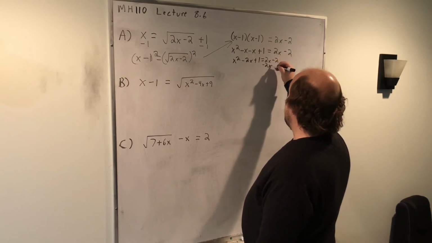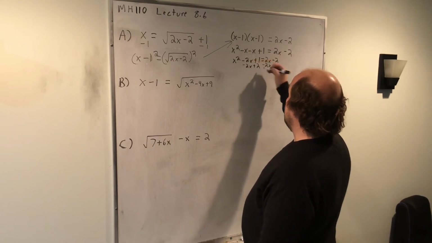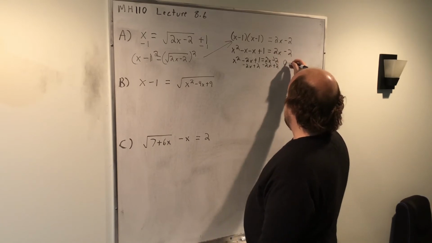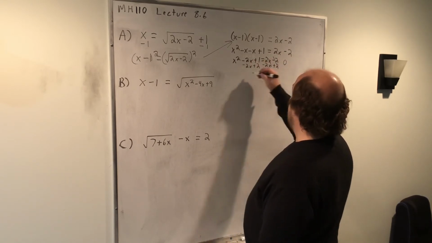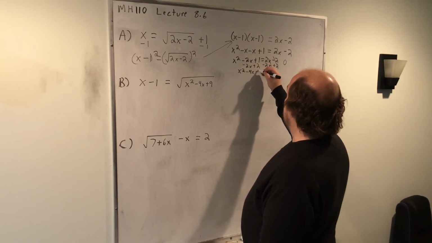I can now subtract 2x and add 2. Subtract 2x and add 2. Over here, this will go away and this will go away and just leave me with 0. Over here, I'm left with x squared minus 4x plus 3.